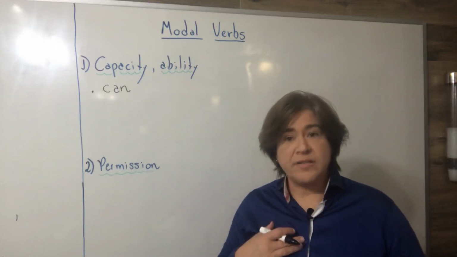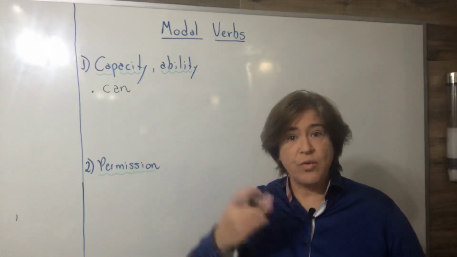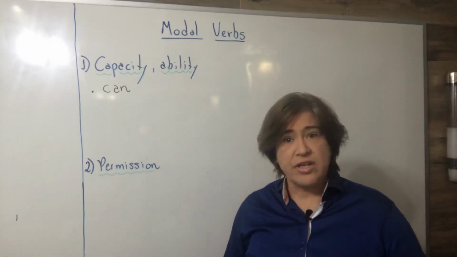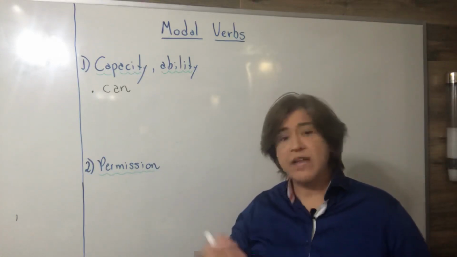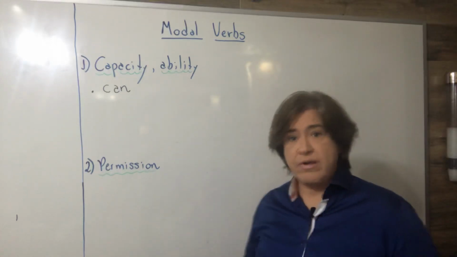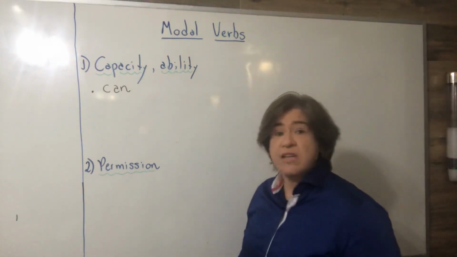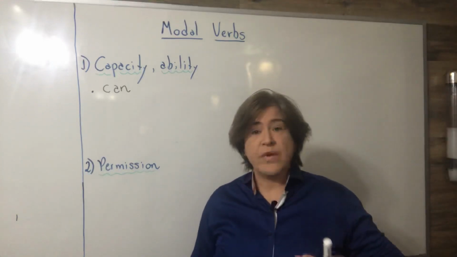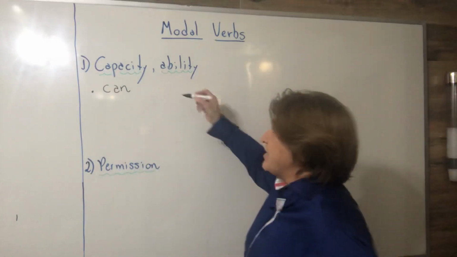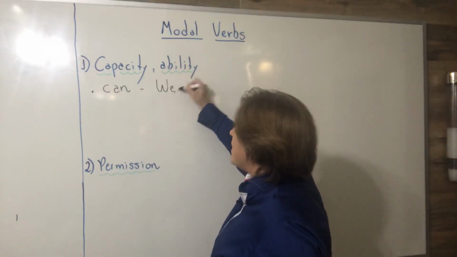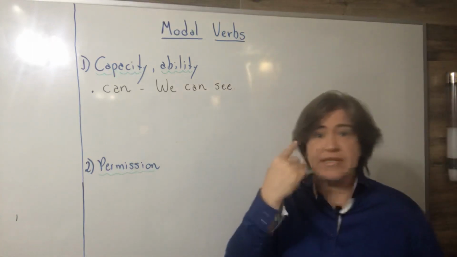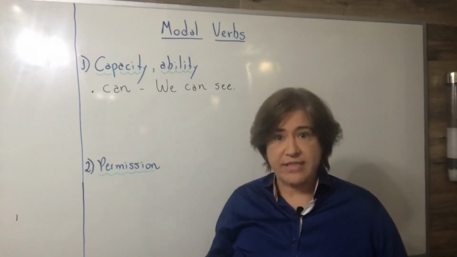I can speak English with you, and you can understand English. Both of us have a capacity to speak a second language. All right? Thank God, you and me, we have the ability of sight. So, a simple sentence could be, we can see. We have the ability of sight, the capacity of sight.